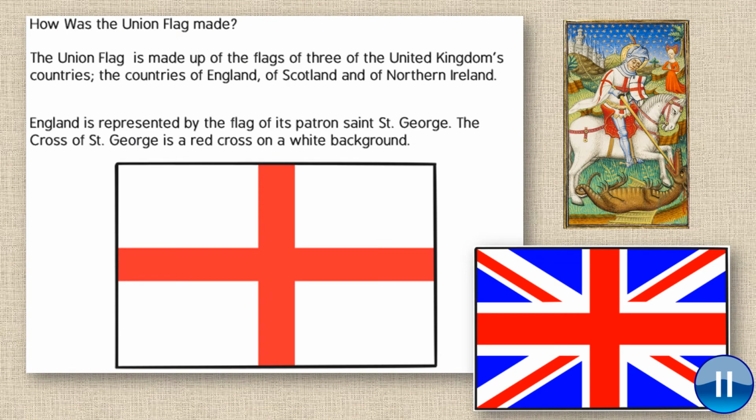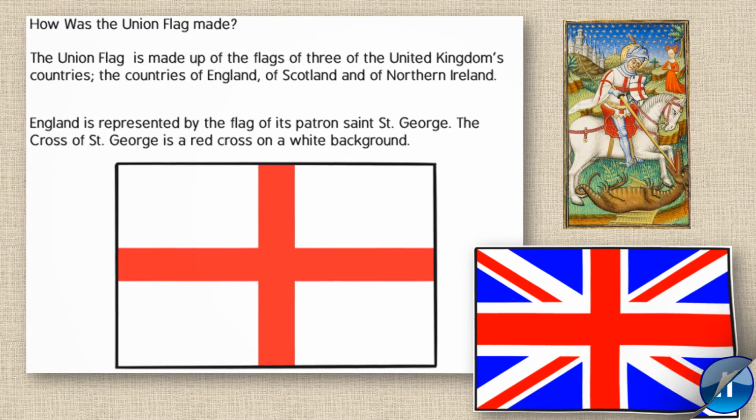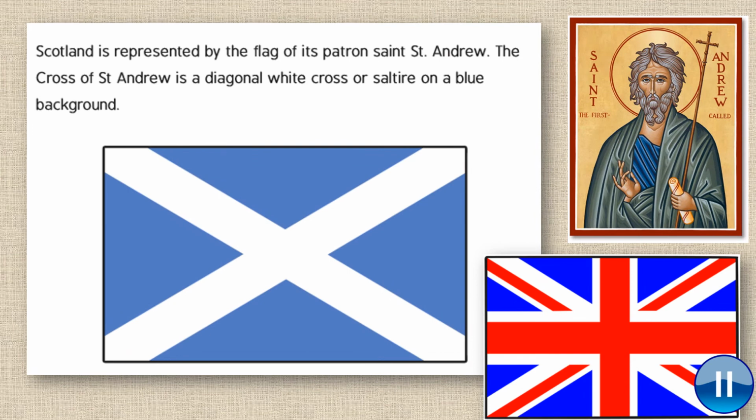The Union flag is made up of the flags of 3 of the United Kingdom's countries, the countries of England, Scotland, and Northern Ireland. England is represented by the flag of its patron saint, St. George. The cross of St. George is a red cross on a white background. Scotland is represented by the flag of its patron saint, St. Andrew. The cross of St. Andrew is a diagonal white cross or saltire on a blue background.